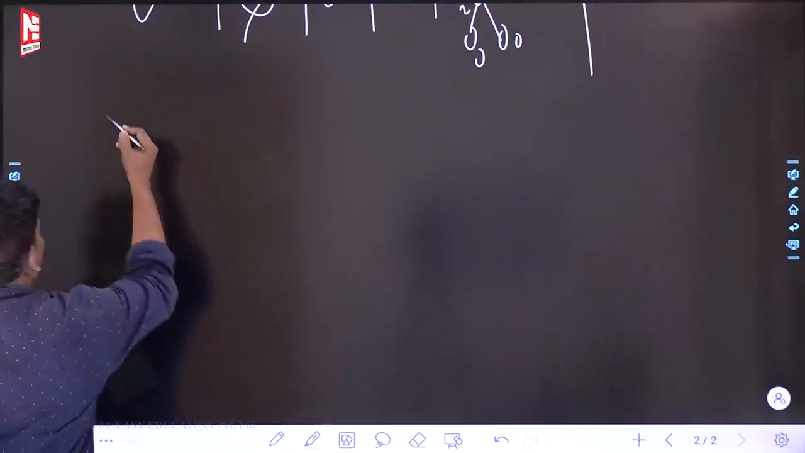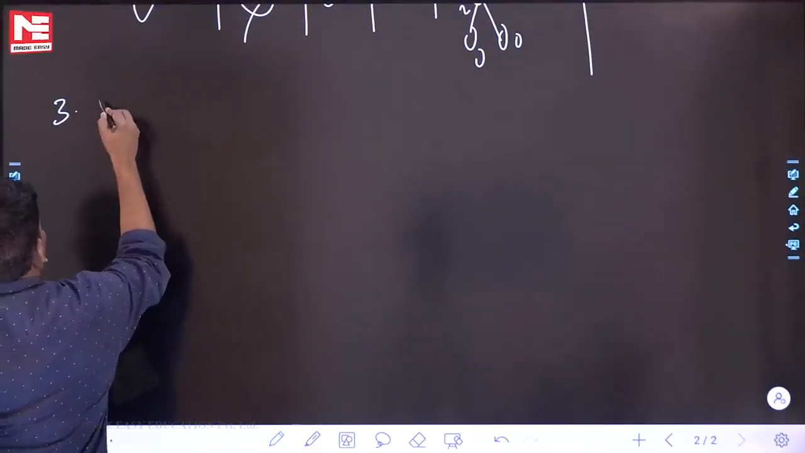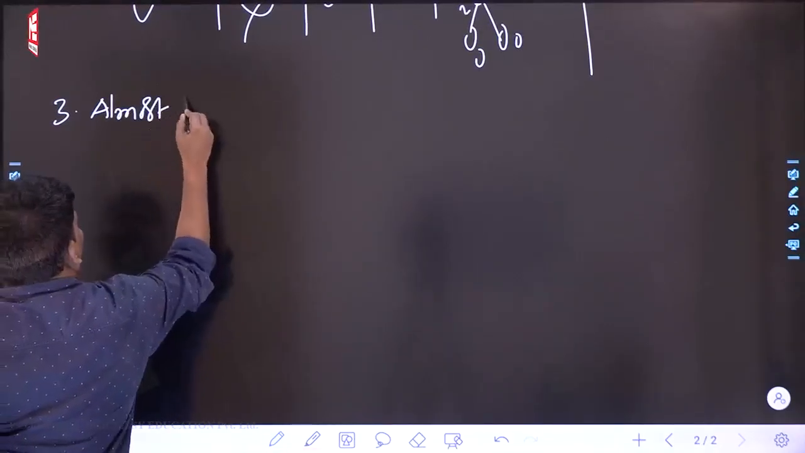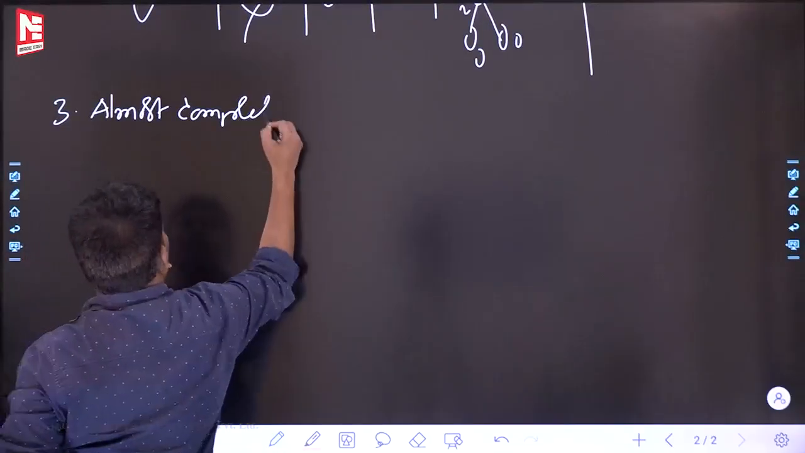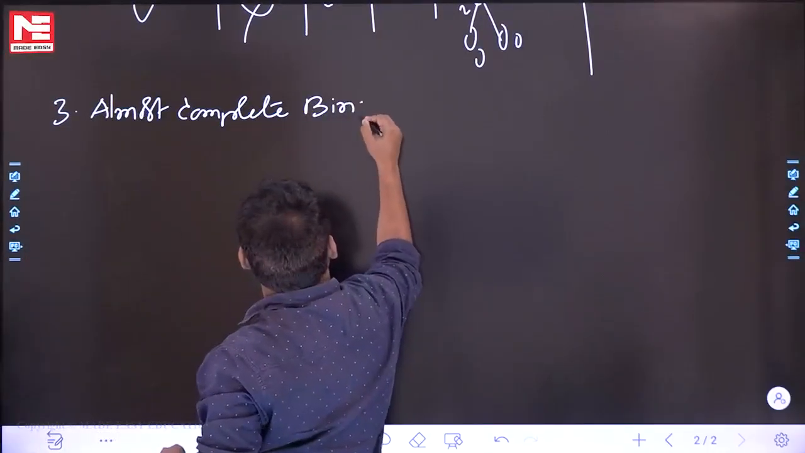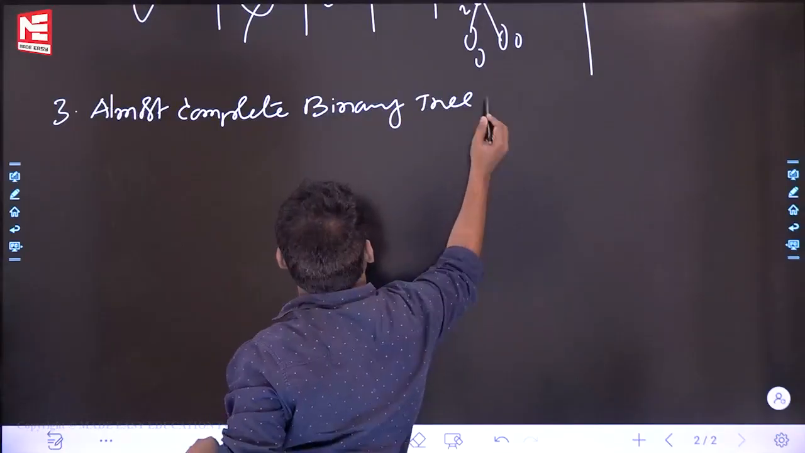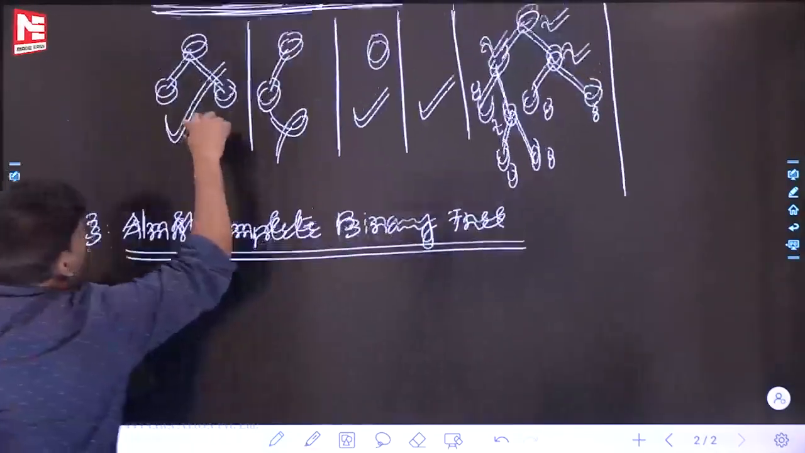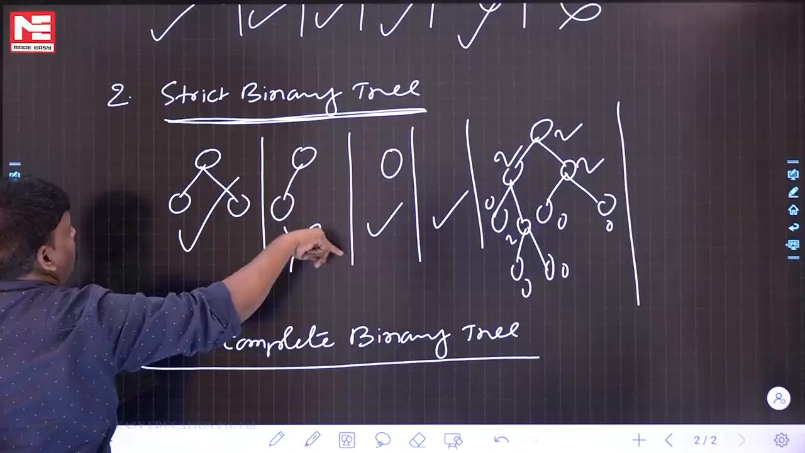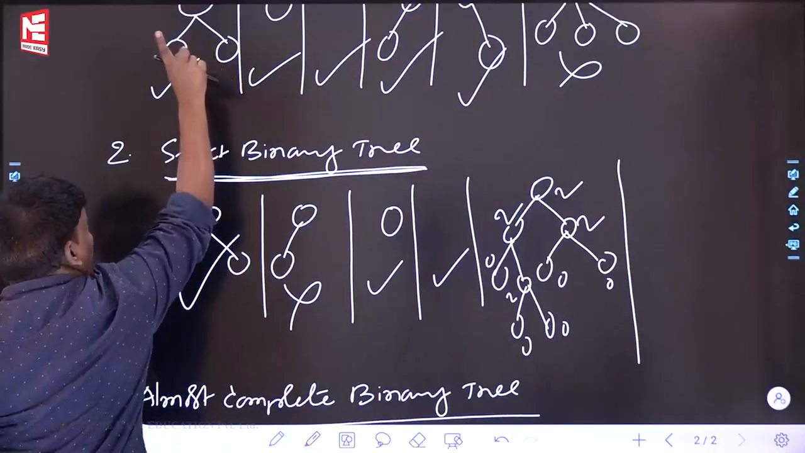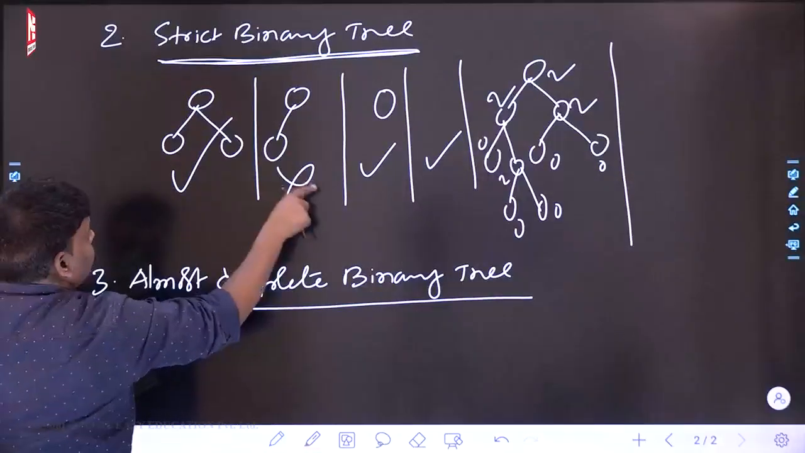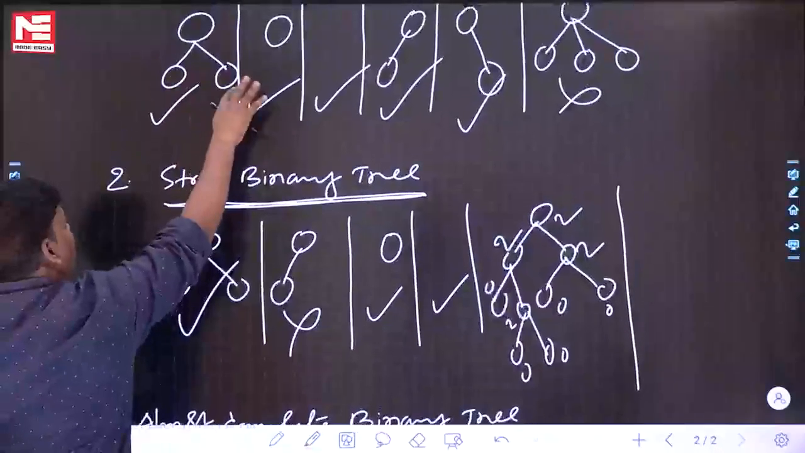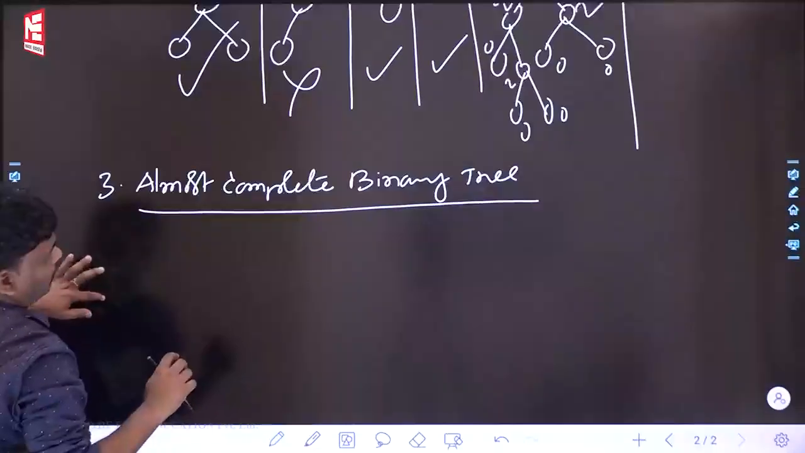See the next one now, 3. Make sure that everyone listens. Almost complete binary tree. This is the third one. Until now, only for namesake I explained these points; you know them very well. Here 0, 1 or 2 is possible, but in a strict binary tree, the name itself says it is very strict, either 0 or 2. Here it is a normal binary tree, 0, 1 or 2, fine. Now come here, almost complete binary tree.